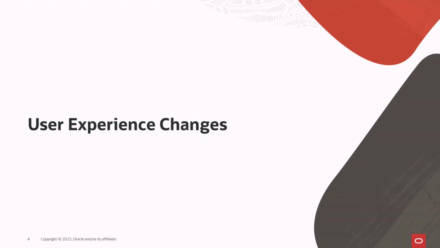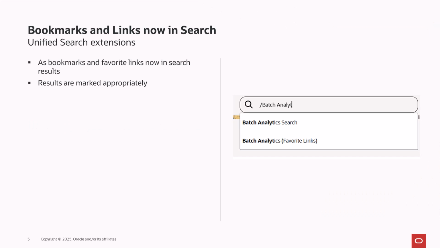The first set of changes to be discussed is related to the changes to the user experience. As you know, Oracle is transitioning our product lines to use the Redwood user experience. This release continues that plan. In 25.4, we implemented bookmarks and favorite links as menu entities. In this release, the unified search has been extended to include both your bookmarks and favorites as search results. When they are included in the results, they are indicated as such.